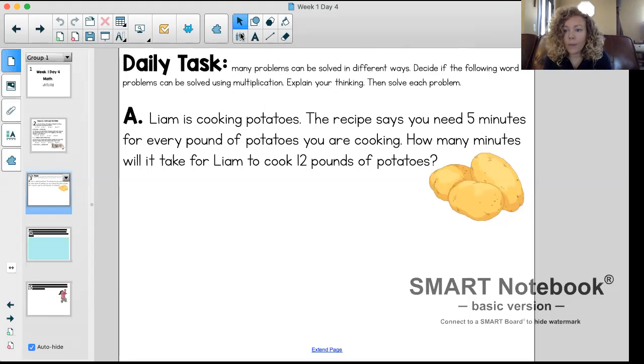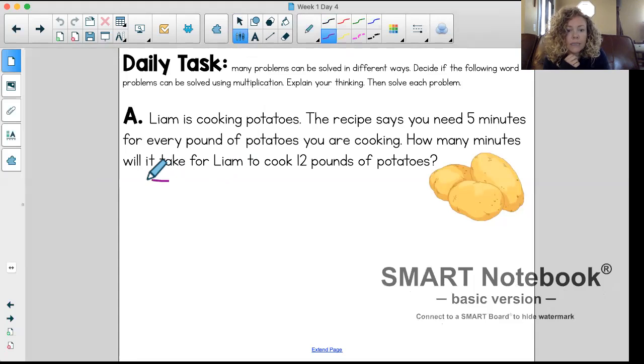Now, I don't have my smartboard and markers, but I'm going to use these to write. So if it gets a little messy, I apologize. We need 5 minutes for each pound. He has 12 pounds of potatoes. We're going to be multiplying 5 times 12 to see how many minutes he's going to cook those in all.